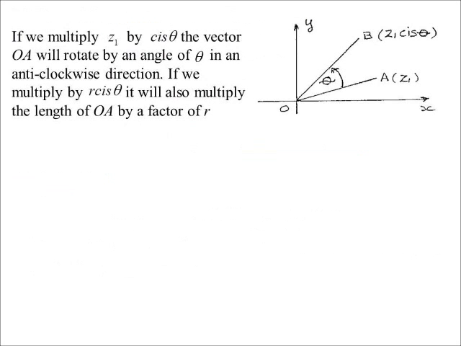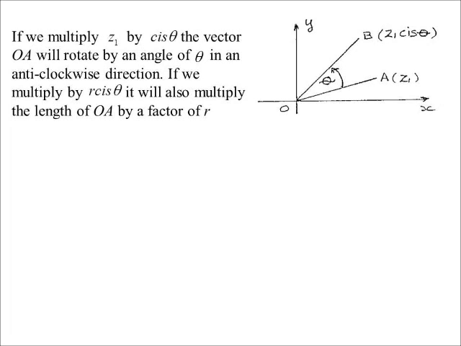So let's have a look at this. There's Z1, and if I was to multiply by just cis theta here, the length of the vector in this case does not change, because you'll notice I'm multiplying by cis theta. Well, its modulus is 1, because it's like saying 1 cis theta. So the length of the vector hasn't changed, but its position's changed. I've rotated it by theta, the argument of the thing I'm multiplying by. So that would be the position of Z1 cis theta.